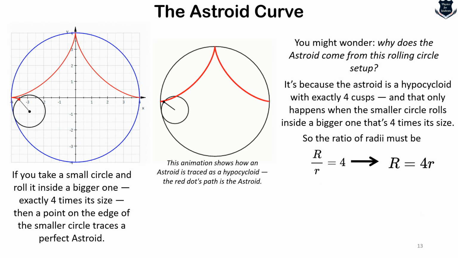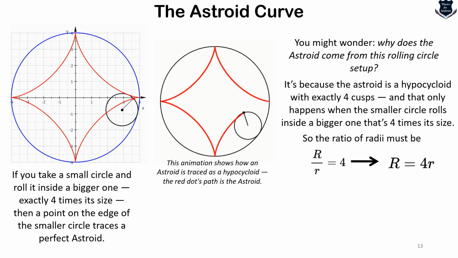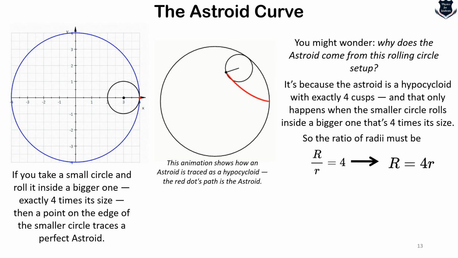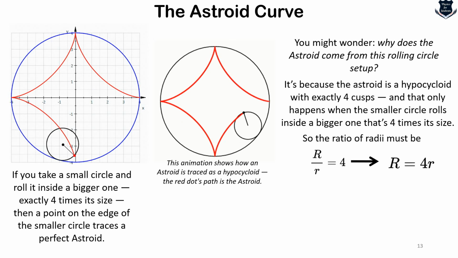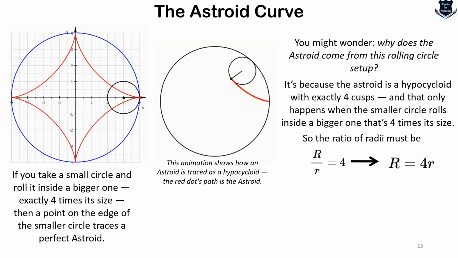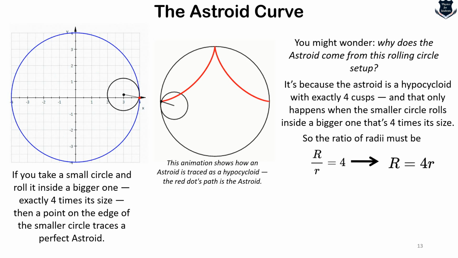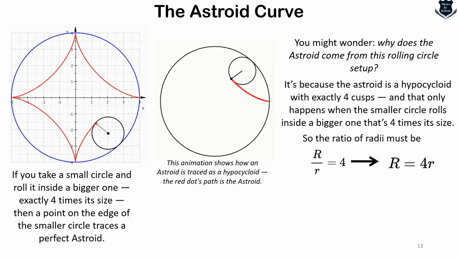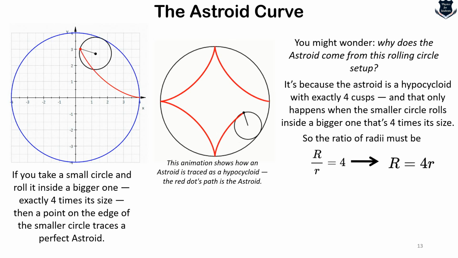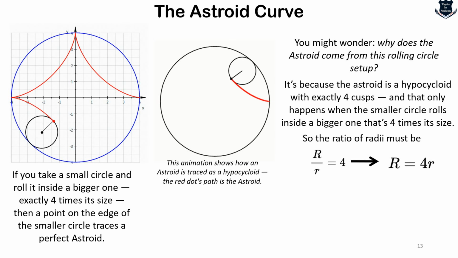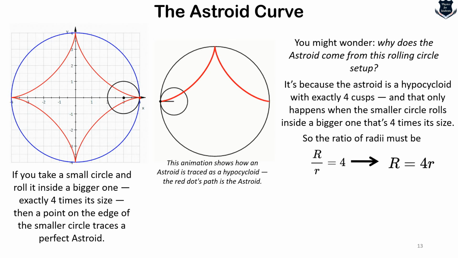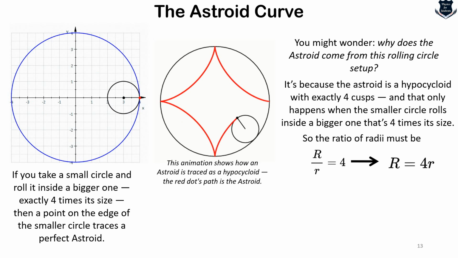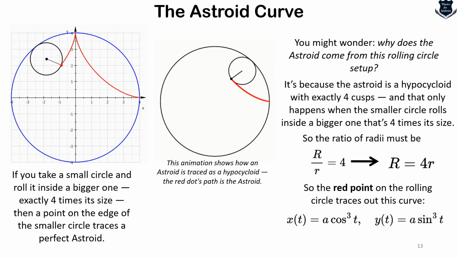That is why the radius R is 4 times the radius r, making it a 4-cusped hypocycloid, or in simple terms an asteroid. So if the ratio is 1:4, the curve will trace 4 cusps. Each cusp forms where the point on the rolling circle touches the larger circle, and the resulting shape is closed and symmetric, with exactly 4 sharp corners, making it a 4-cusped hypocycloid, or in simple terms an asteroid.